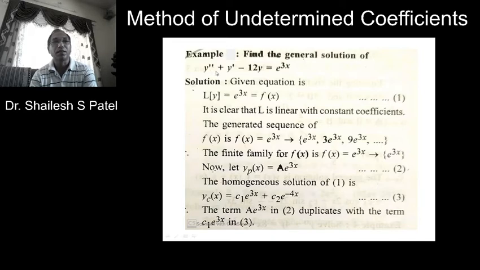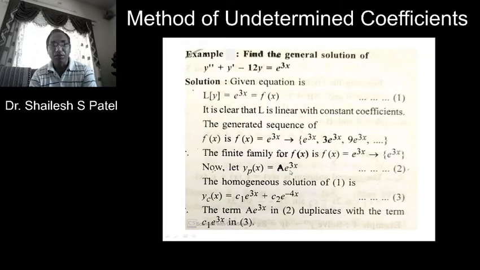Here you can find this by using m square plus m minus 12 equal to 0. Factorize this polynomial, you will get the two different factors, 3 and minus 4, and hence y_c(x) you can write as c1 e raised to 3x plus c2 e raised to minus 4x.